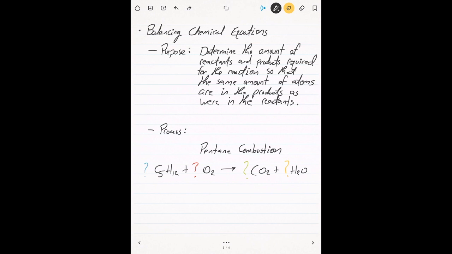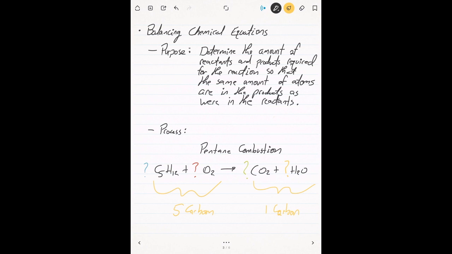It's pretty easy to see when you look at the equation. How many carbons are on the left-hand side here? There are 5 carbons. How many carbons are on the right-hand side? There's only 1 carbon. That's a problem. If you left this equation as is, you would be essentially destroying 4 carbon atoms. You can't do that. That doesn't happen in this case. So if you started with 5 carbons, you better have 5 carbons in the end. Well, where do they go?